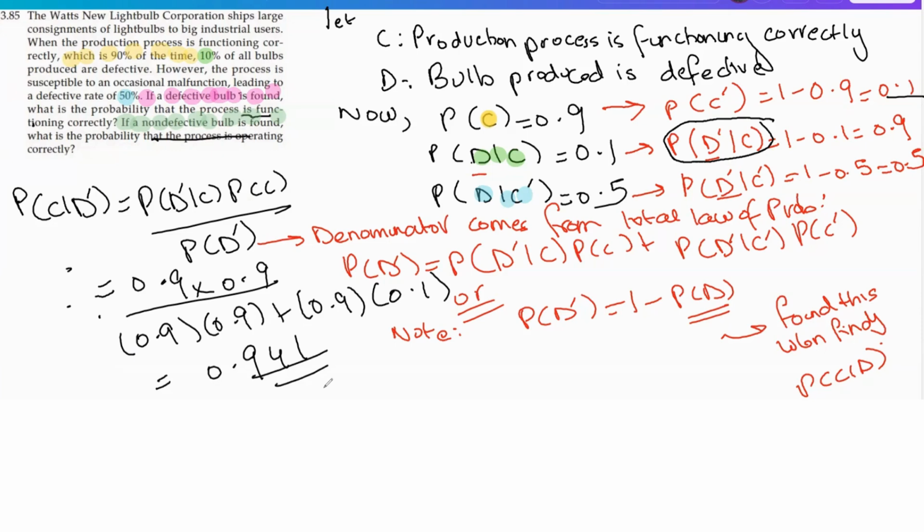In this way we can apply Bayes theorem. Just keep in mind, Bayes theorem is used when you're given one form of conditional probability, like the probability of A given B, and you want to find its exact opposite, the probability of B given A. And typically the denominator will come from the total law of probability.